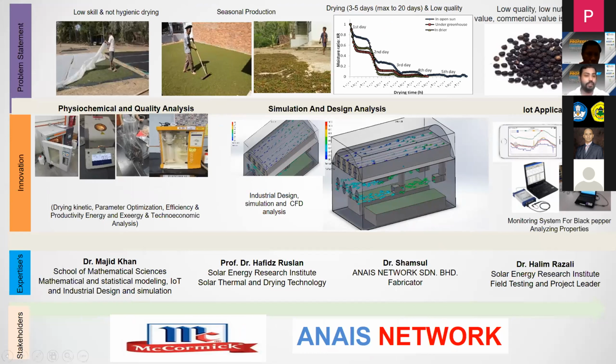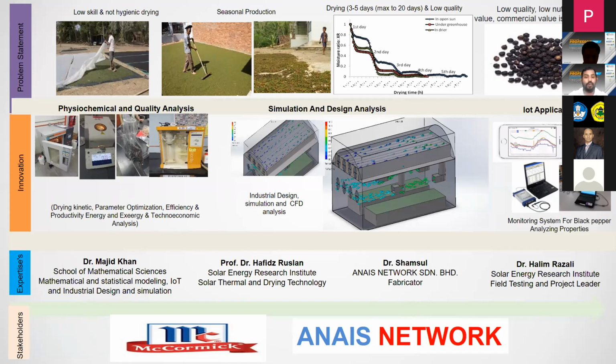Okay, so basically we know that black pepper, also known as lada hitam or lada putih in Malay, or called white pepper or black pepper, is involved with low skill and unhygienic drying, and it is involved with seasonal production. Most of that drying process will take up to 20 days and is usually of low quality. So that's why McCormick, very well known for spice and herbs, came and approached us to make a drying system to dry around 50 tons of black pepper per day. It's not a small quantity, but 50 tons per day.